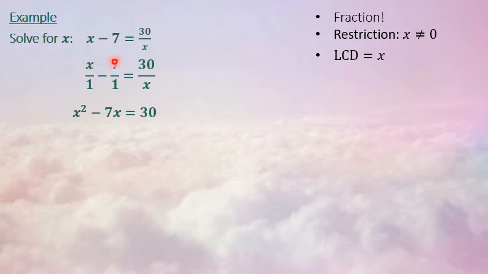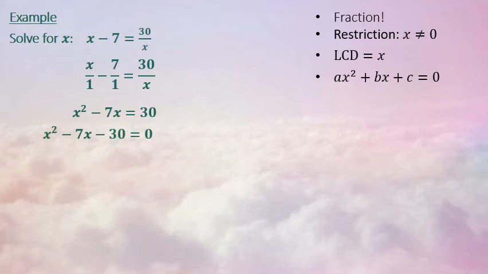This x was multiplied by x. This 7 was multiplied by x. And now are we super close to the correct format? ax squared plus bx plus c equals 0. Please don't try and factorize the left-hand side yet. Take this 30 over to have the correct format.